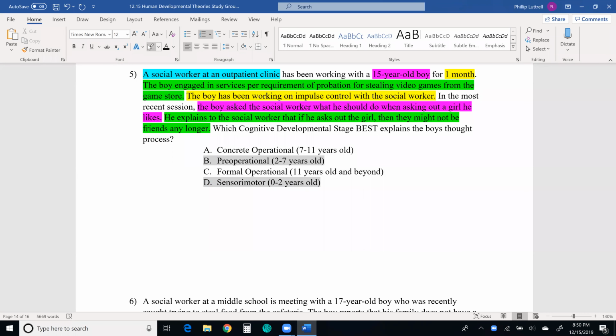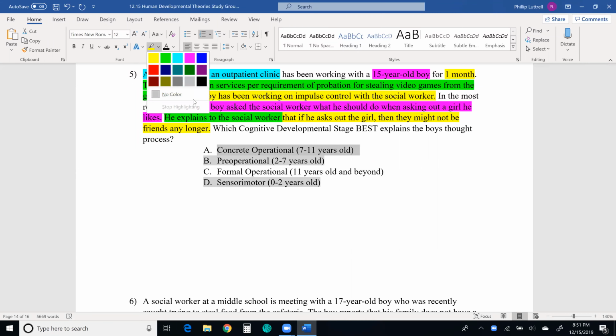So we have concrete operational, being able to think with the use of symbols, or C, formal operational, where you're able to use hypothetical deductive reasoning, meaning if then this, and you're able to think more in the gray rather than black and white. In this situation, the boy has said that he wants to ask out a girl, and he says, if I ask her out, then we'll no longer be friends. So the thinking is more formal and abstract, able to think, if I do this, then this possible situation will happen. A is more based on symbols and what could work for them or what people have told them. So we're going to rule out A because it's not utilizing classification, conservation, or anything like that.